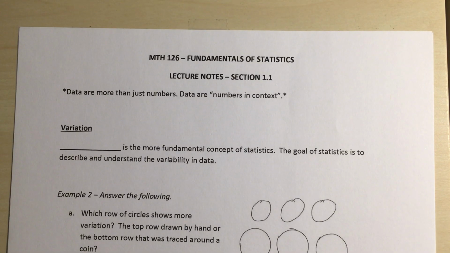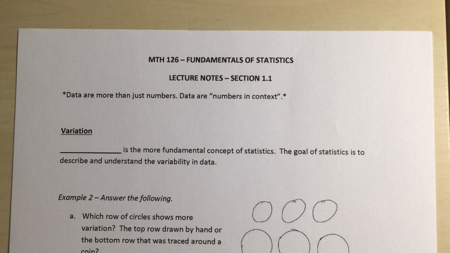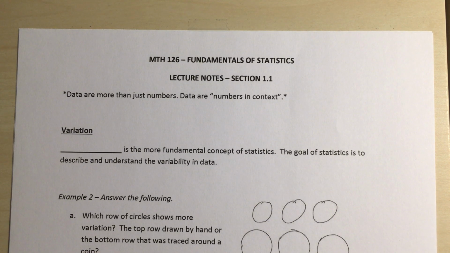So at the top of the next page, the first sentence at the top basically says that data are more than just numbers. Data are numbers in context. So as we're going through the semester, again, we're going to be emphasizing labeling correctly, interpreting correctly, and doing all sorts of things above and beyond just the mathematical calculations.